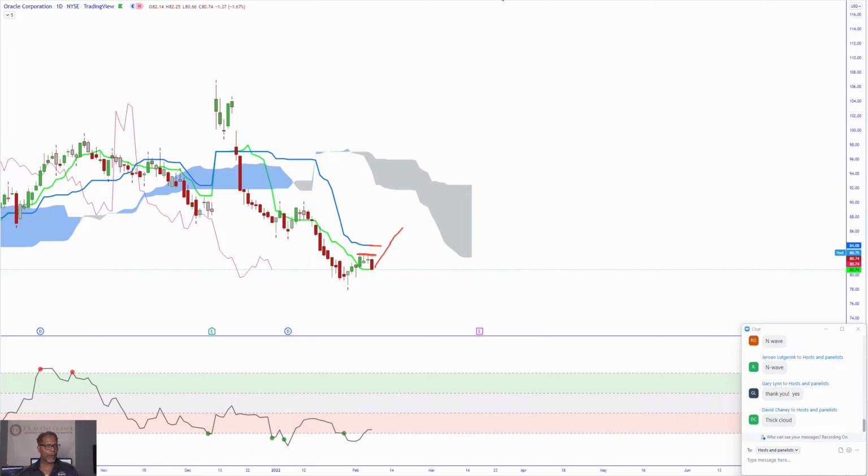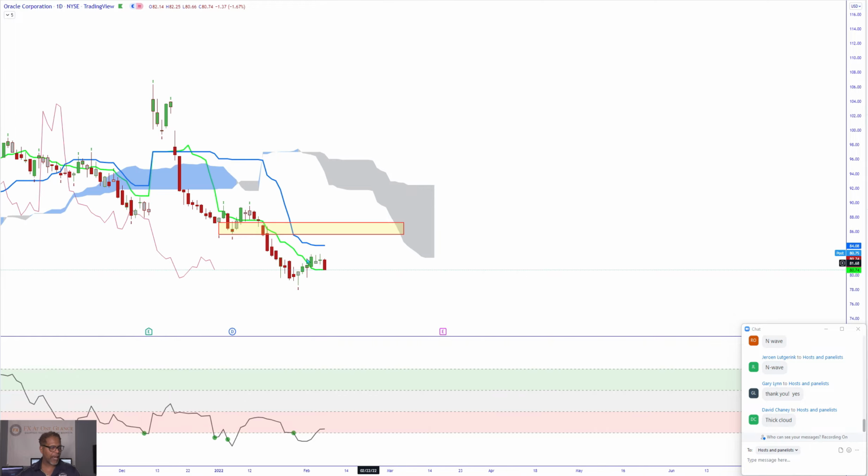Now the levels I would be concerned with would be this. This level right here. Oh, sorry, I marked the wrong one. It would be this one right here. And I would make this into a bigger zone. I'd make it like this. So quite possibly the market pushes back up into that area.